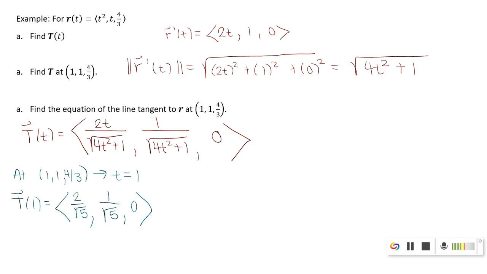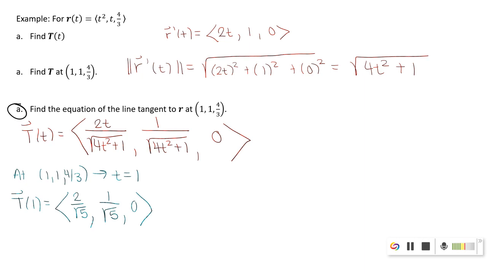And I got a vector 2 over root 5, 1 over root 5, comma 0. So there's my unit tangent vector at the point (1, 1, 4/3). Finally, the last thing they want us to do in this problem is find the equation of the line tangent to r at the point (1, 1, 4/3).